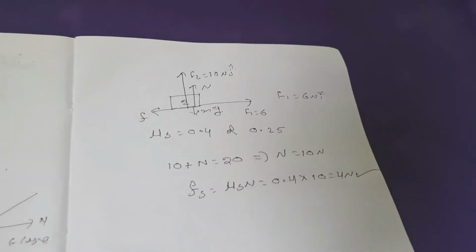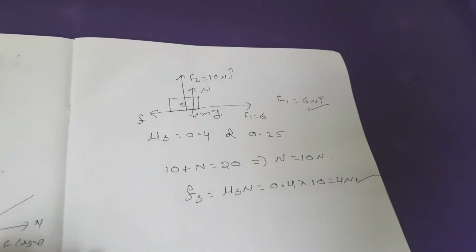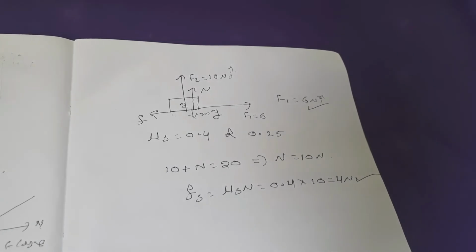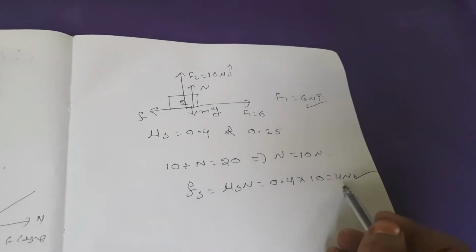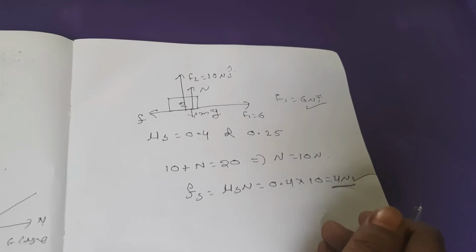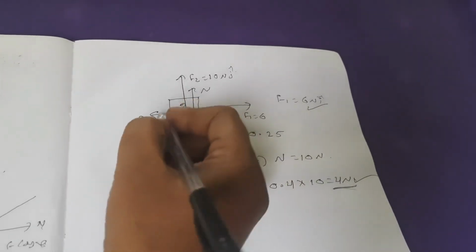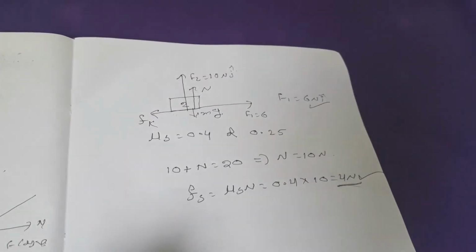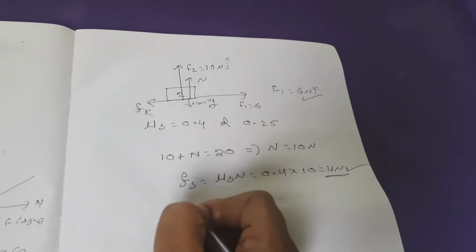This is the 4 newtons, but horizontal force is how much? 6 newtons. So applied force is more than this frictional force, means it is in moving condition. So which friction is acting when the body is moving? Kinetic friction. Kinetic friction, what is the formula?